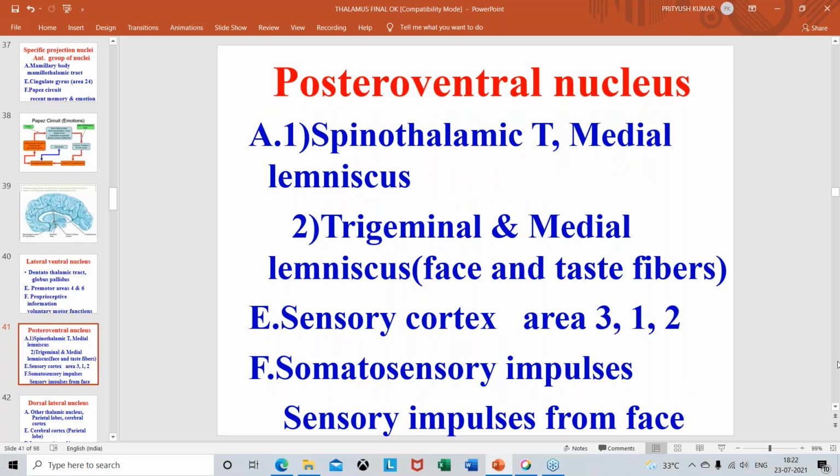We have the ventral posterior nucleus. The afferents come from the spinothalamic tract, medial lemniscus, and trigeminal lemniscus, and taste fibers are there. And it will go to the sensory cortex, areas 3, 1, 2. Then we have the somatosensory impulses, and the sensory impulses coming from the face.